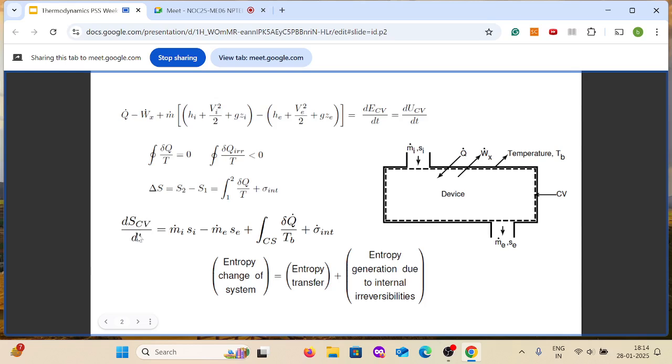So dS_CV by dt is the entropy change of the system, and that equals the entropy coming in and going out, the sum of m dot s in and out. Similarly, because of the process, the entropy generated, plus the sum of Q dot by T. This is happening over the control surface, plus your internal irreversibility causing entropy change, right? So this is how you get it. dS_CV by dt is the entropy change of the fluids coming in and going out, plus Q dot by T, plus your internal irreversibility.